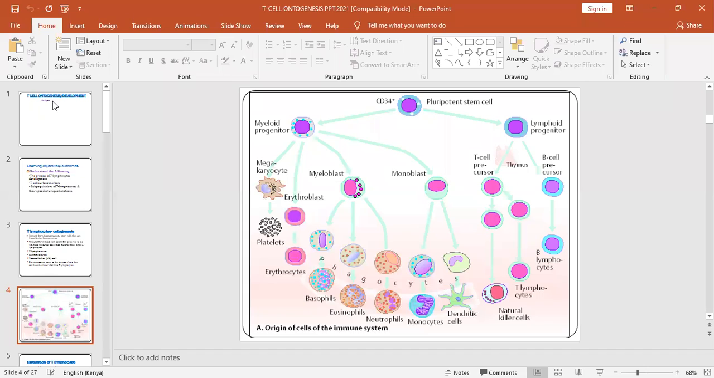So it's worth noting that the natural killer cells originate from the same progenitor cell as the T cells and the B cells.